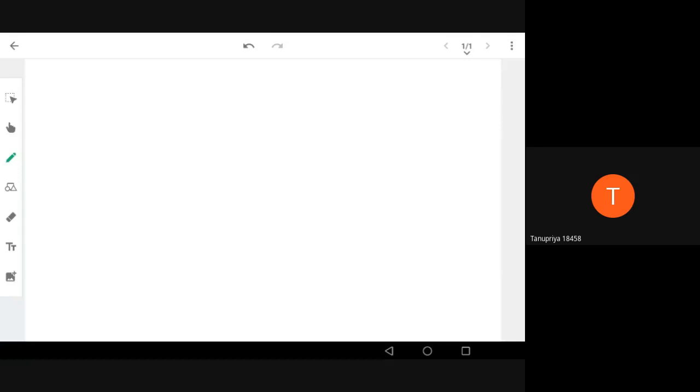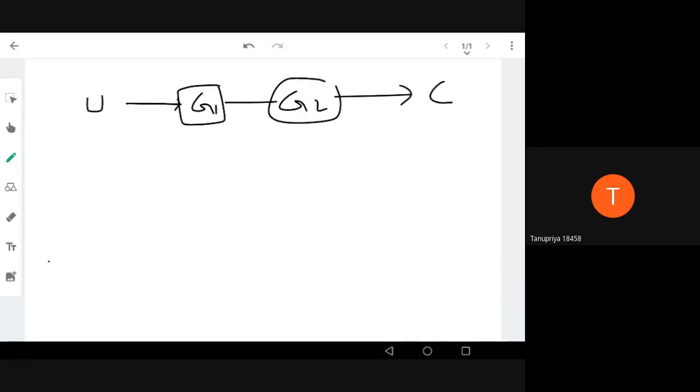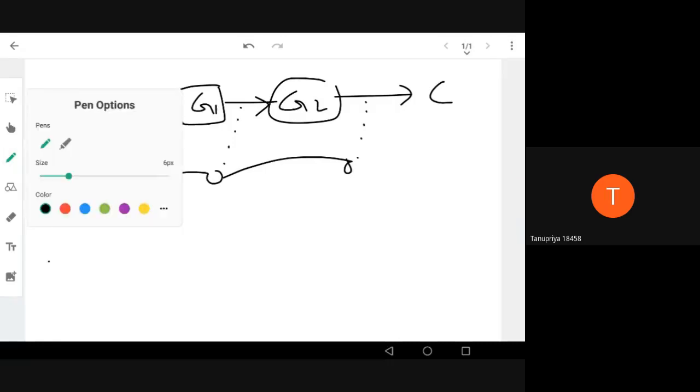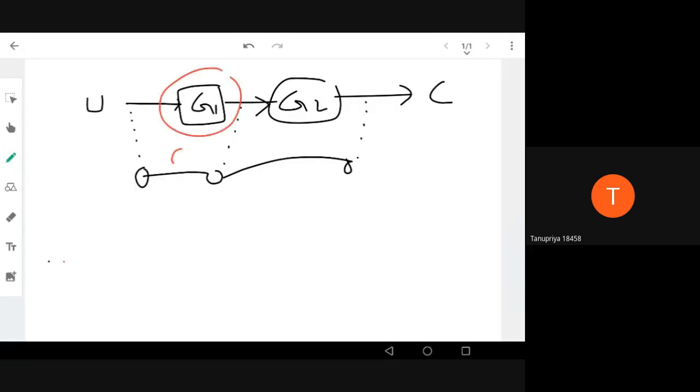So we have a simple system like this. U is the input, and we have G1, G2, and C is the output. So we have arrows. How to draw the signal flow graph of the system? Very simple. We'll consider this as node 1, this is node 2, and this is node 3. Right now we need to put the gain. We have a gain in this part, so this is G1, and gain 2 in this part, this is G2, and U is in the first node, C is in the output.